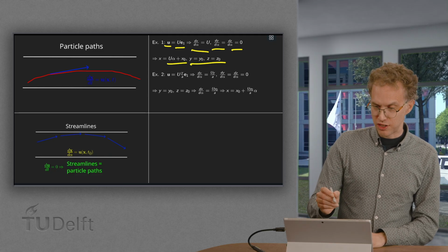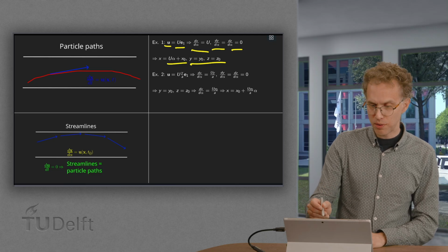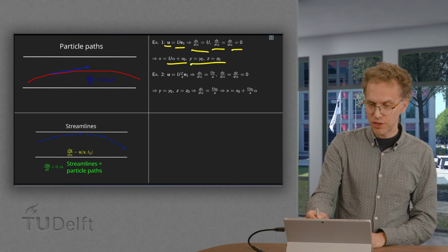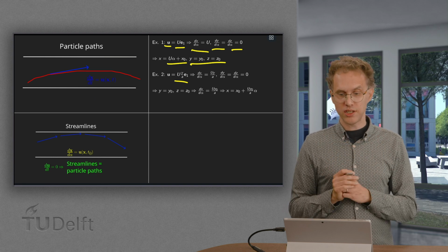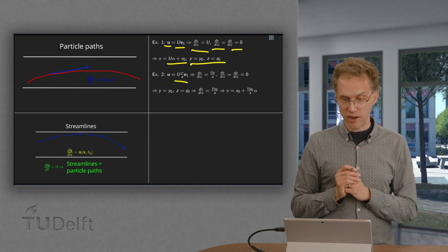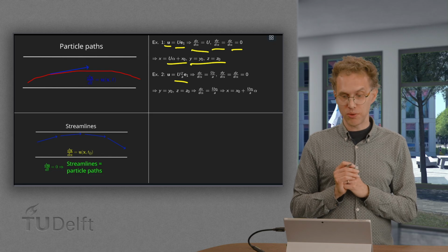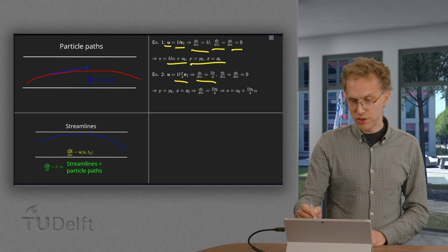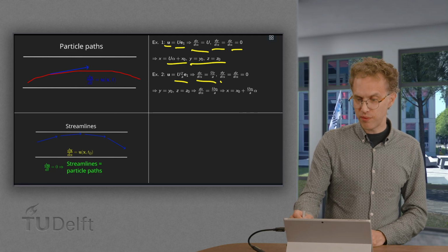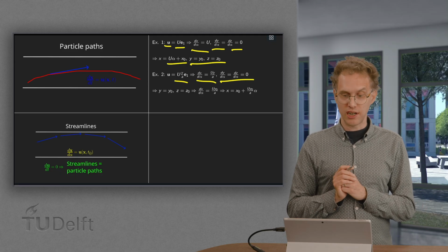Then we take a second example, similar but now slightly more complicated. Instead of a constant u, we now have u in the x direction again, but now times y over a, where a is some constant. Then our equations become dx/dalpha equals u times y over a, and dy/dalpha and dz/dalpha are 0.